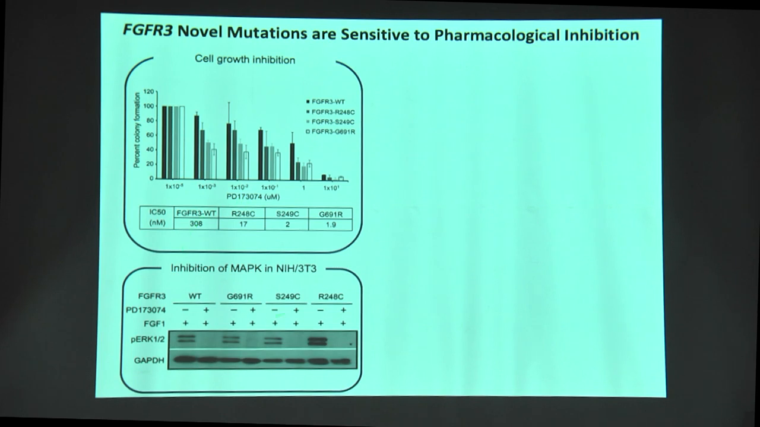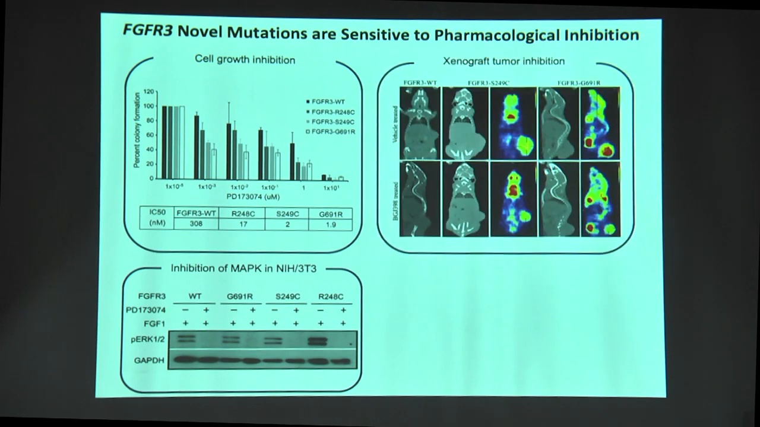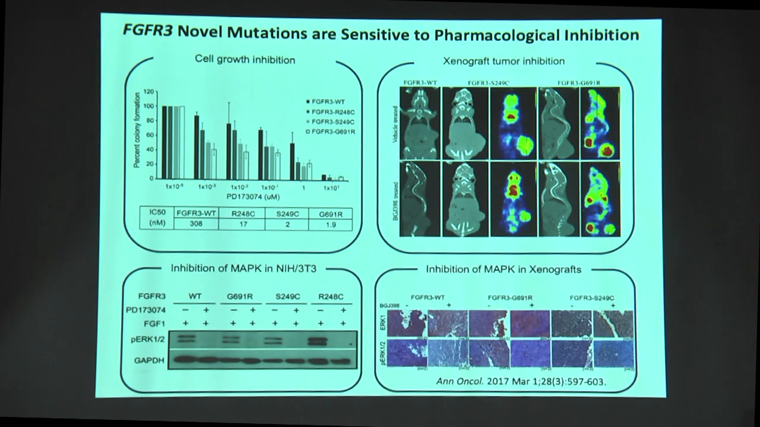We went on to show that those cells overexpressing these patient-derived mutations were constitutively activating the pathway, and they were sensitive. These pathways were abrogated in the presence of the inhibitor. We went on to validate this in xenograft assays in mice as well, and then go back to the patients and do the validations.